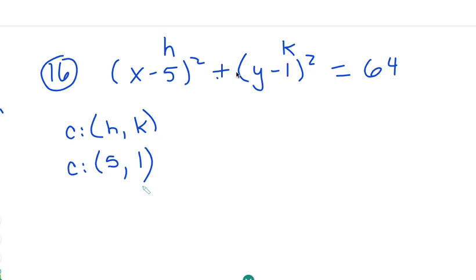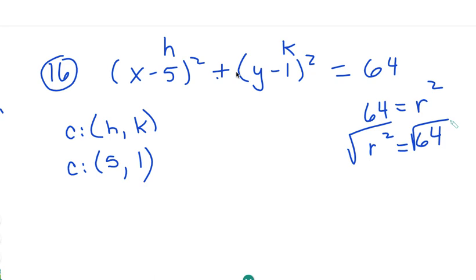Now I need to find my radius. Well, I know that 64 is equal to what r squared is, because that's what the formula is. So r squared is equal to 64. I'm going to take the square root of both sides. So r is going to equal 8.